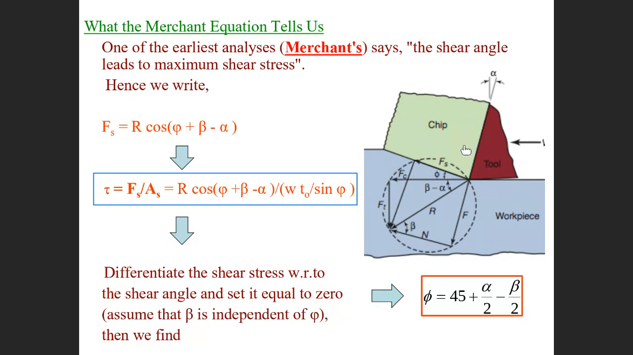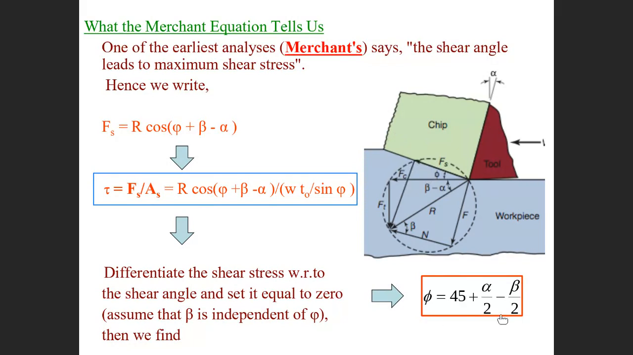To reach maximum shear stress, we differentiate this one with respect to phi, the shear plane angle, and make it equal 0. And when we make it equal 0, we get this equation: phi equals 45 plus alpha divided by 2 minus beta divided by 2. And we said this equation is valid when you do cutting. Whenever you have a chip separation here, shearing, and a chip separation here, this equation is valid.